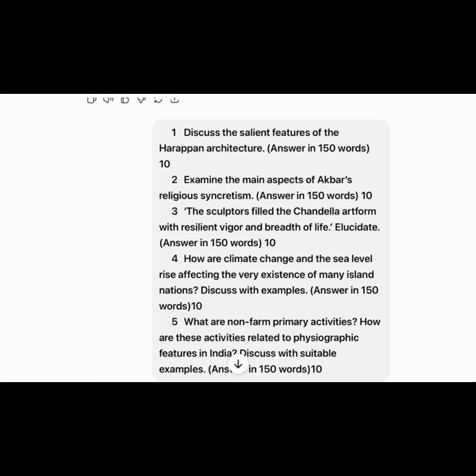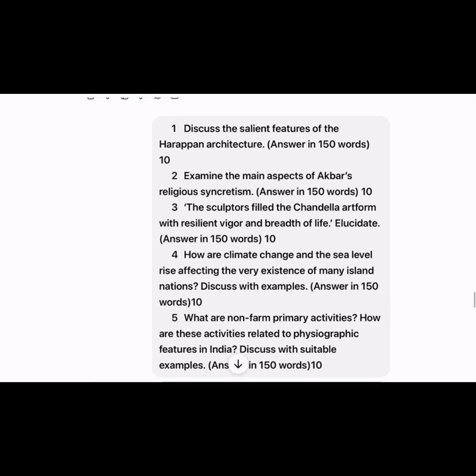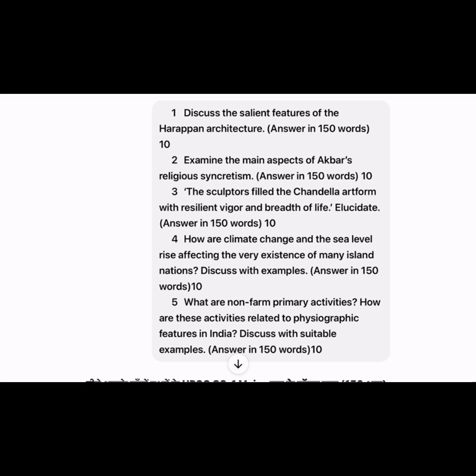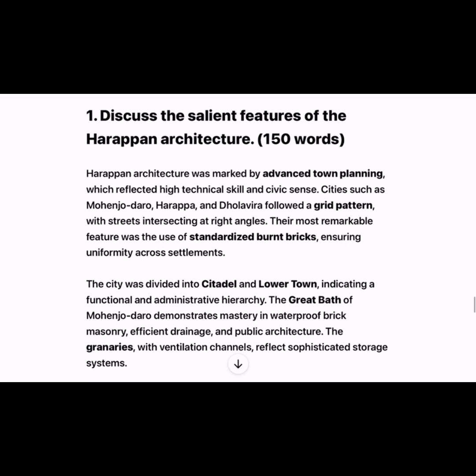Third question is the sculptors filled the Chandela art forms with resilient vigor and breadth of life. Elucidate. Fourth question is how are climate change and the sea level rise affecting the very existence of many island nations? Discuss with examples. Fifth question is what are the non-farm primary activities? How are these activities related to physiographic features in India? Discuss with suitable examples. Now let us solve the questions and answers.